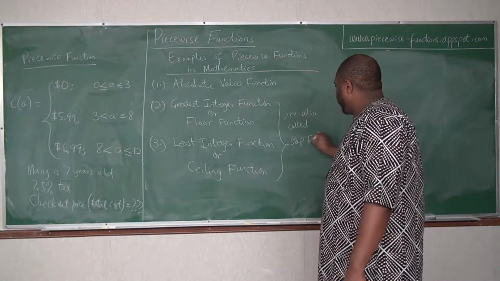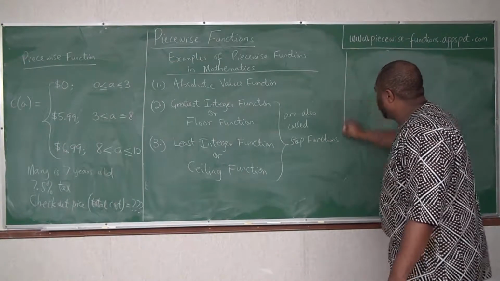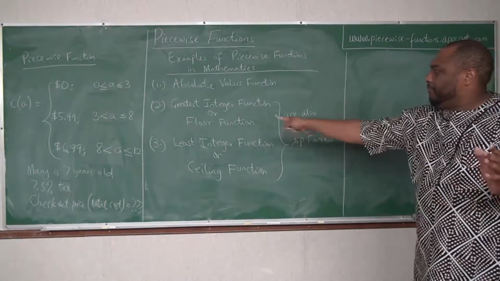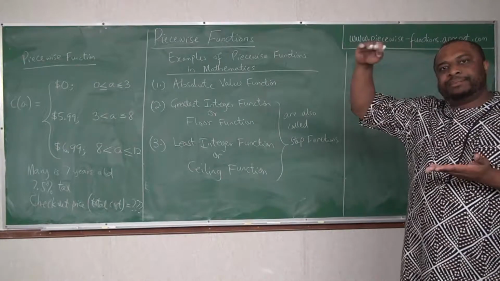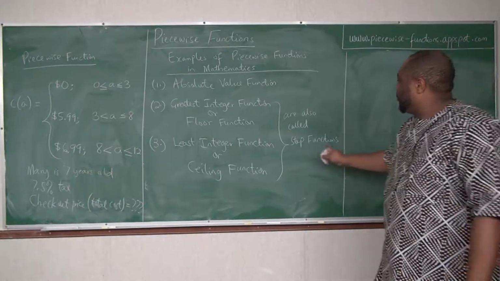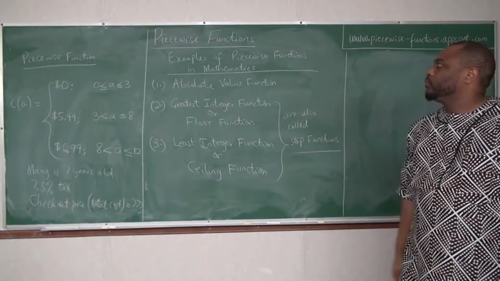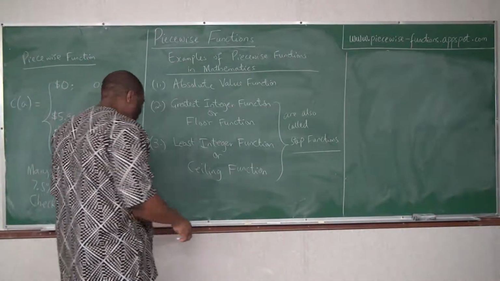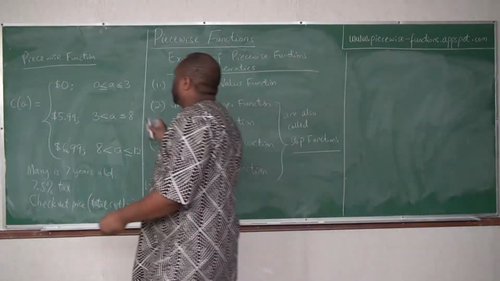When we do the graph of piecewise functions, we are going to graph this, so you see why it's called a step function. When you graph it, it's like steps. Their graphs look like steps. That's why we call them step functions. So step functions are part of piecewise functions. Let's start with the absolute value function.